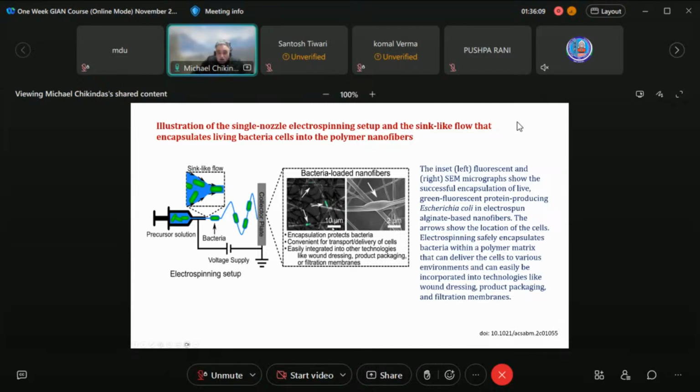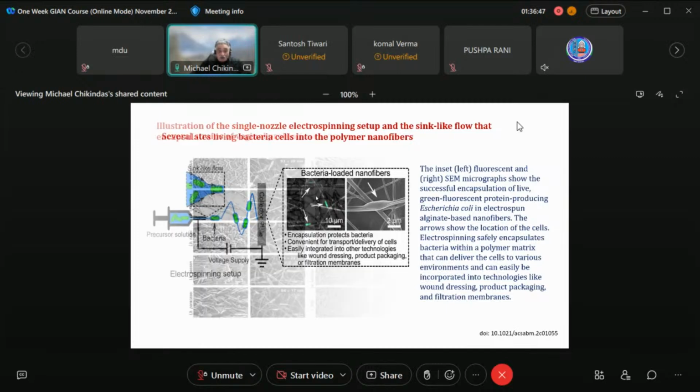Arrows here show the location of the cells that encapsulate microorganisms within the matrix, and because you see the production of the cells, pretty much these can be used for a variety of final products. They can be used for anything. Your imagination is the only limit.